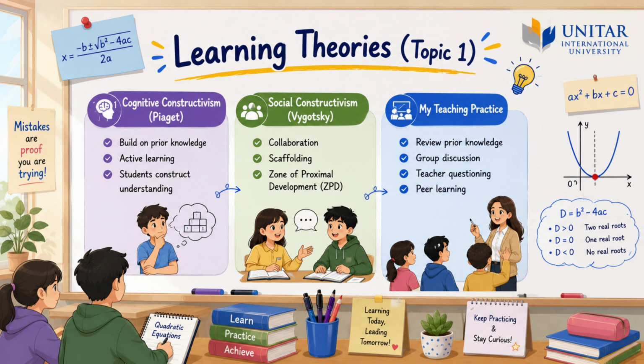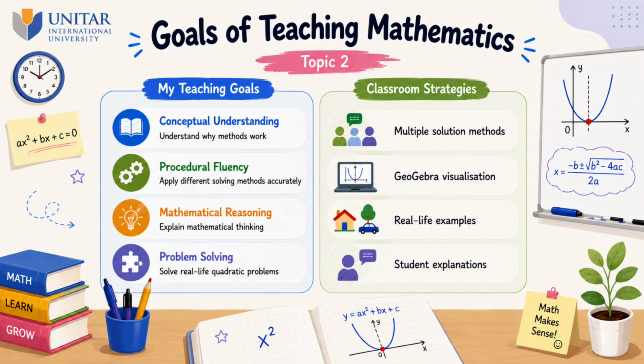The second theory is social constructivism by Lev Vygotsky. According to this theory, students learn best through interaction with others. In our lesson, students will work in groups, discuss ideas, and support one another. As teachers, we will provide guidance and scaffolding whenever necessary to help students achieve the learning objectives. Finally, we will apply these theories in our teaching practice by reviewing prior knowledge, encouraging group discussion, asking guiding questions, and promoting peer learning. This strategy helps students become active learners, improve their understanding, and develop confidence in solving quadratic equations.